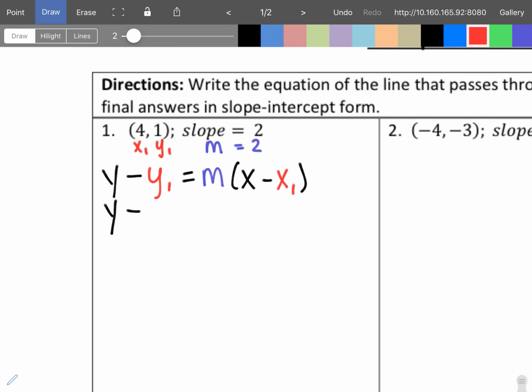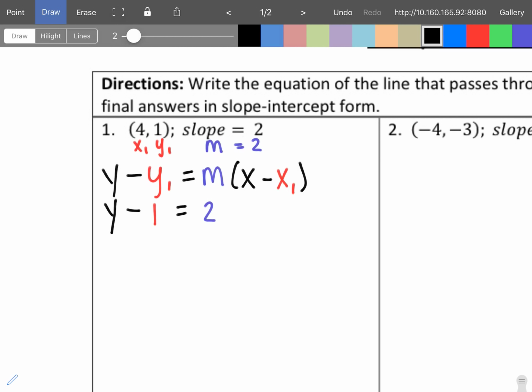So y minus 1 equals, my slope I said was 2, right? And then x, I keep that always, I just keep that in there. X minus, your x1 is 4, and that's it. Now, this looks really weird. This is your point slope formula. So if I said leave it in point slope form, this is how you'd leave it.